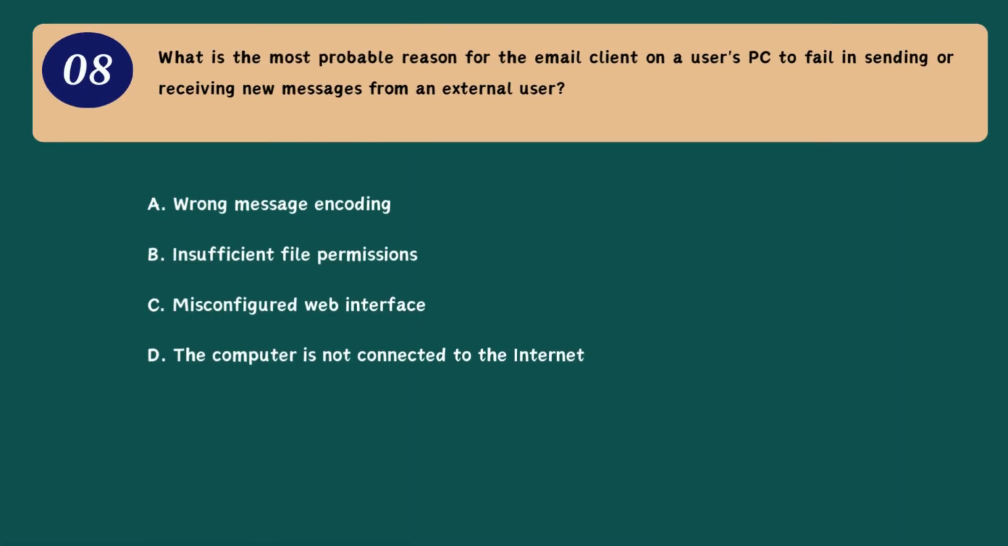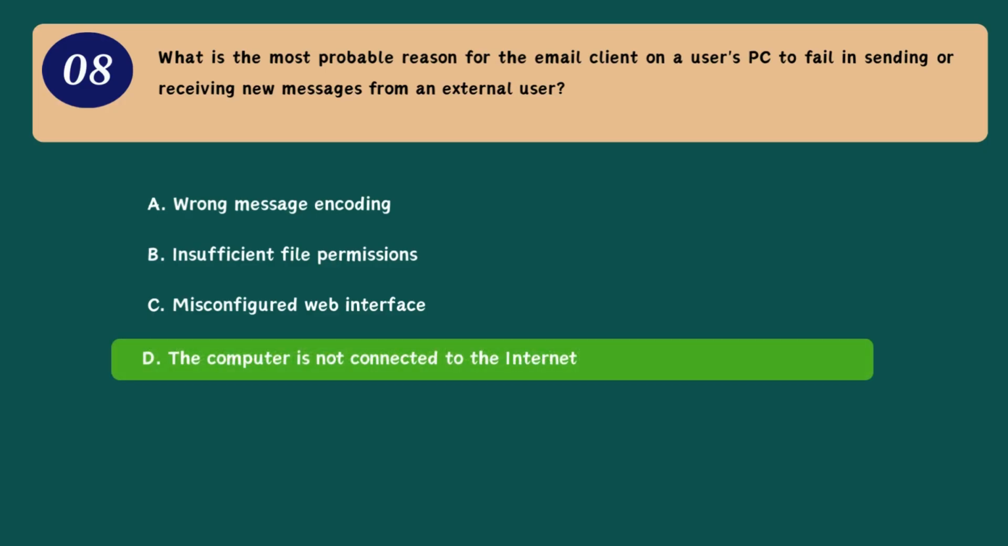Question 8. What is the most probable reason for the email client on a user's PC to fail in sending or receiving new messages from an external user? A. Wrong message encoding. B. Insufficient file permissions. C. Misconfigured web interface. D. The computer is not connected to the internet.